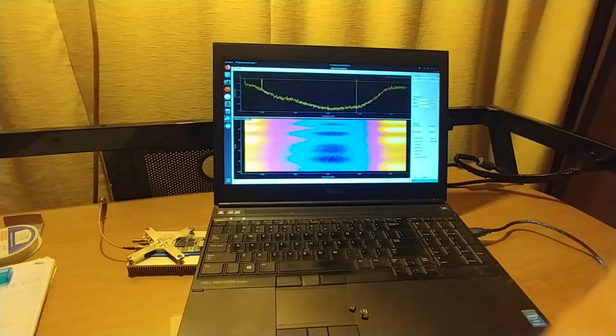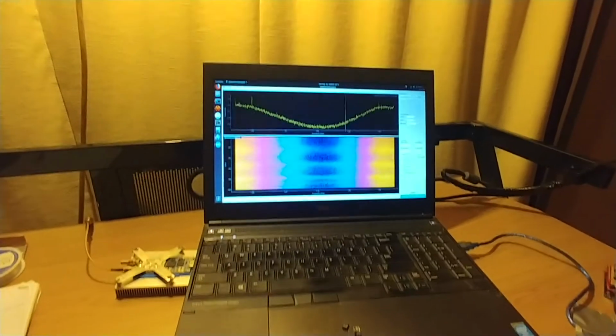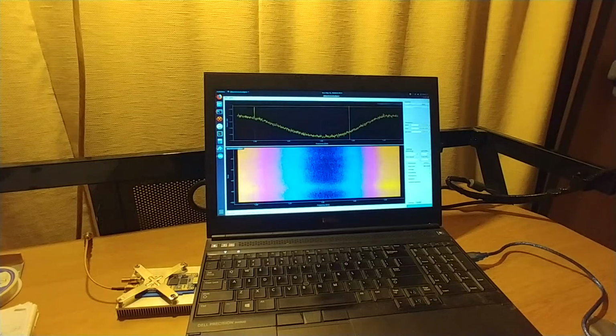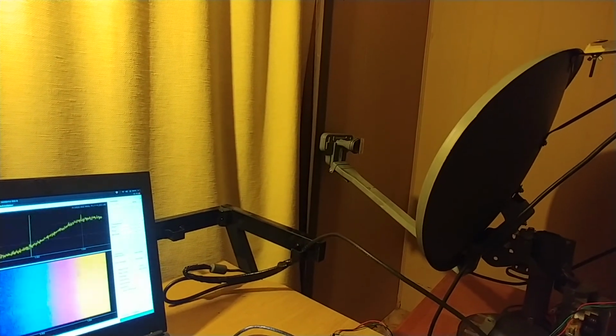Anyhow, tell me what you guys think. What can I use this for? How can I make a heat map of the sky? Endless cycle.